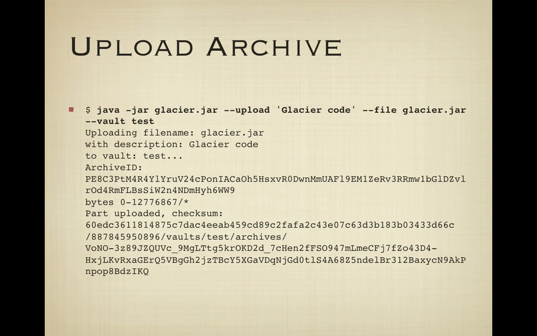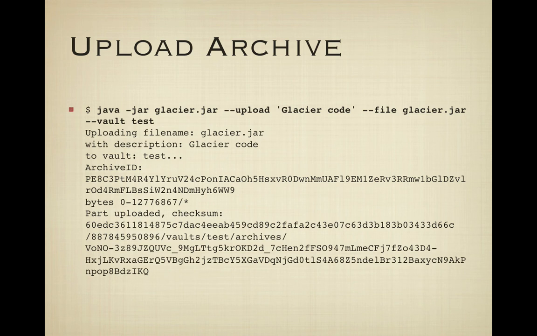To upload a new archive to the vault, we use the --upload option. It allows us to specify a description. So in this case, in quotes, I've specified glacier code. It requests the file, so --file glacier.jar, and the vault to store it into, so --vault test. The file glacier.jar is simply the command tool that I created, and just as a simple test, I wanted to upload that into the service to see how things work.